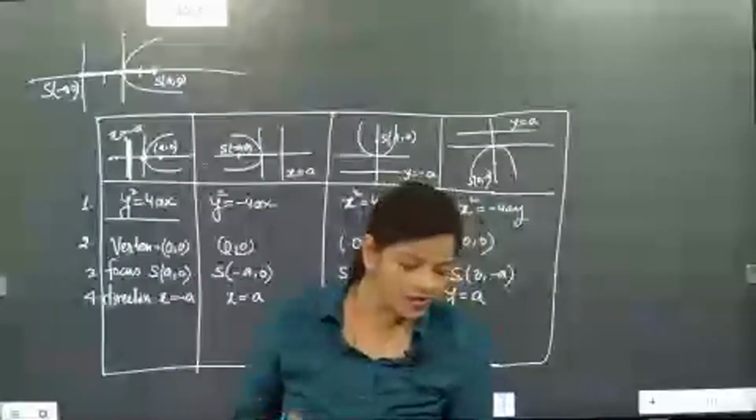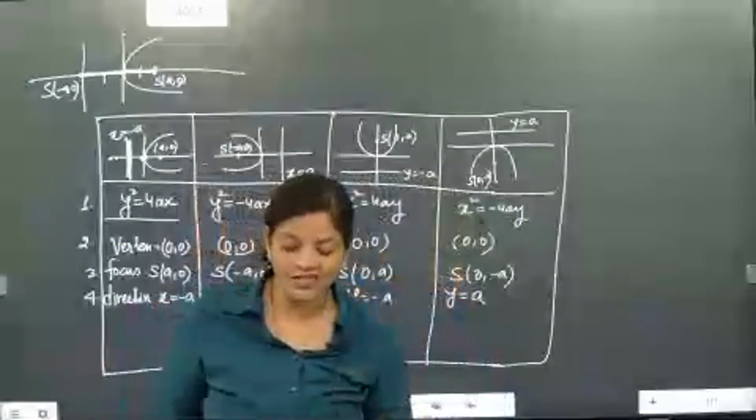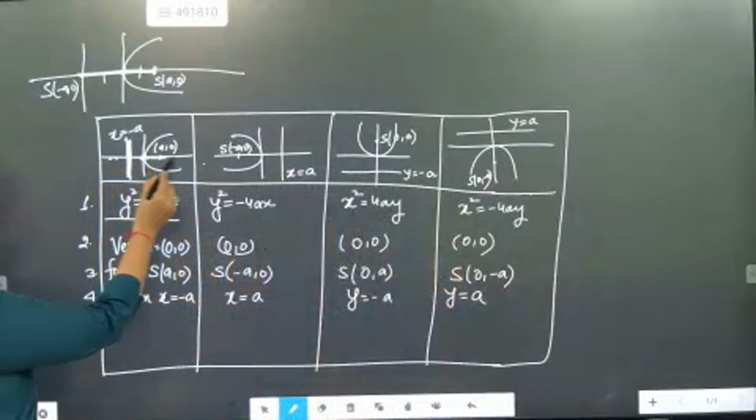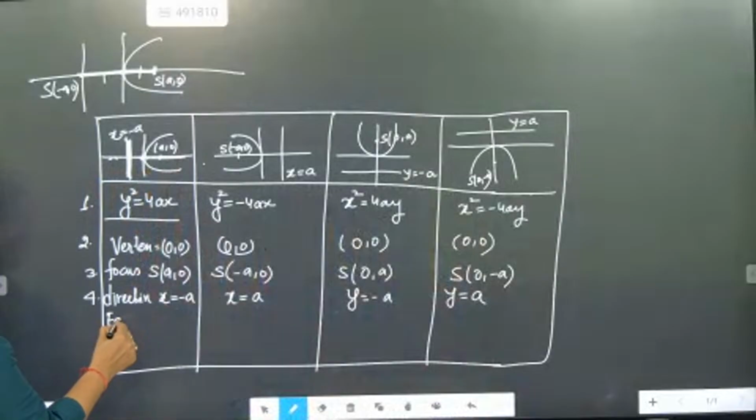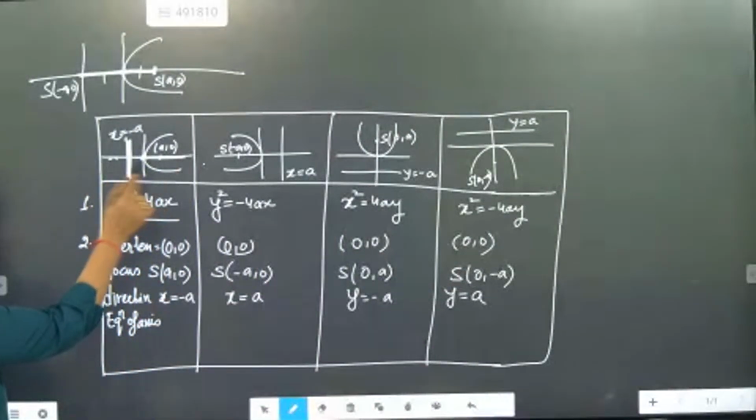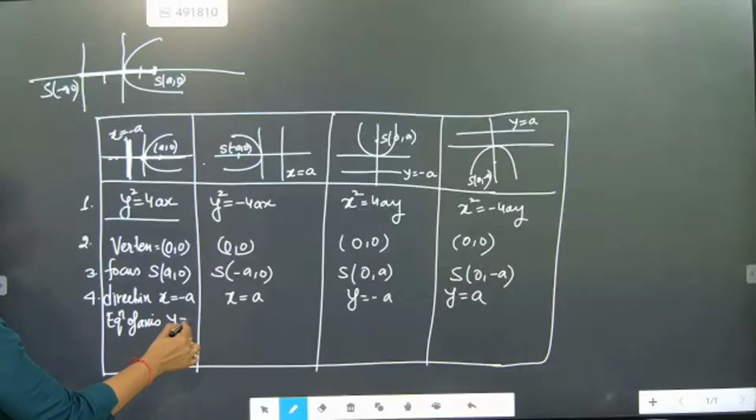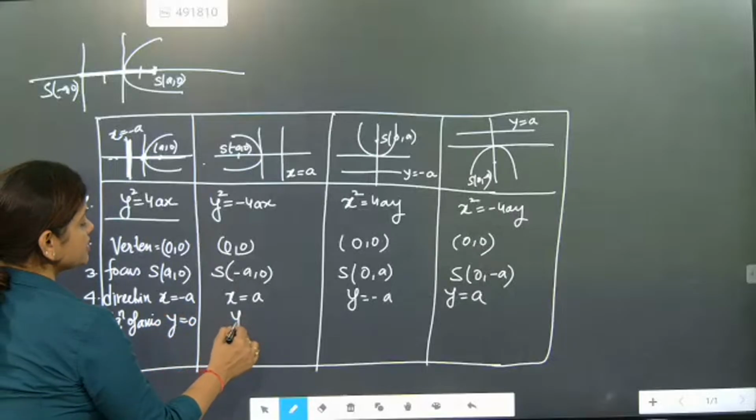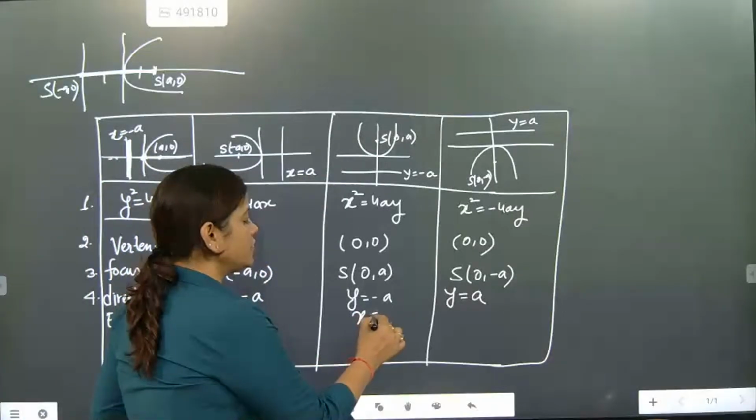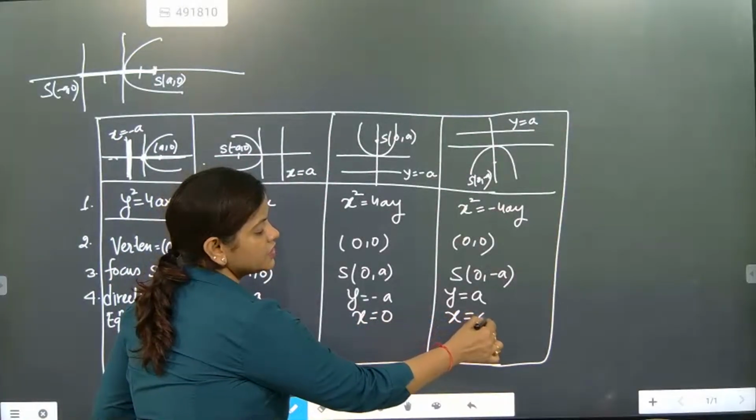So now beta, equation of axis. Equation of axis means when the parabola is resting on the x-axis, then what is the equation of axis? When the parabola is resting on the x-axis, the y part will become equal to 0 because there is no work for y. So here equation of axis, y is equal to 0. Equation of axis, here x will be equal to 0.